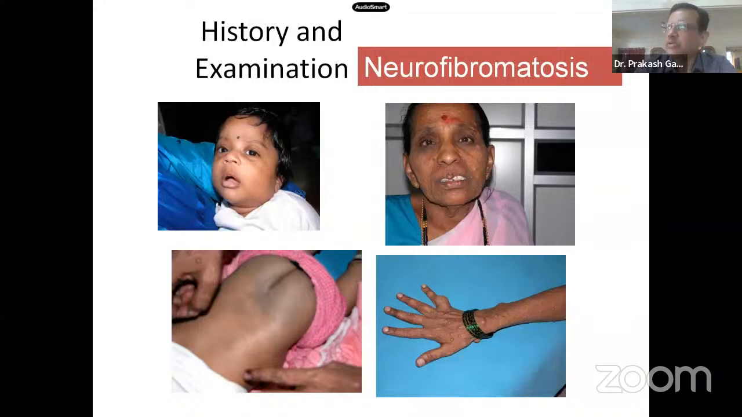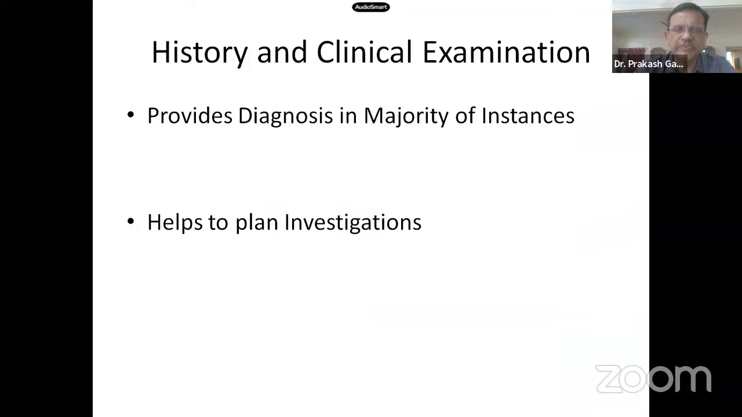So every patient that you get, please examine thoroughly, note down your findings, and have a pedigree drawing. Had I asked regarding the pedigree, then I would have known regarding this case. The father was also affected, but a little more mildly than the mother. So history and clinical examination provide you the diagnosis in many instances, I would say the majority of instances. And also it helps you to plan investigations.